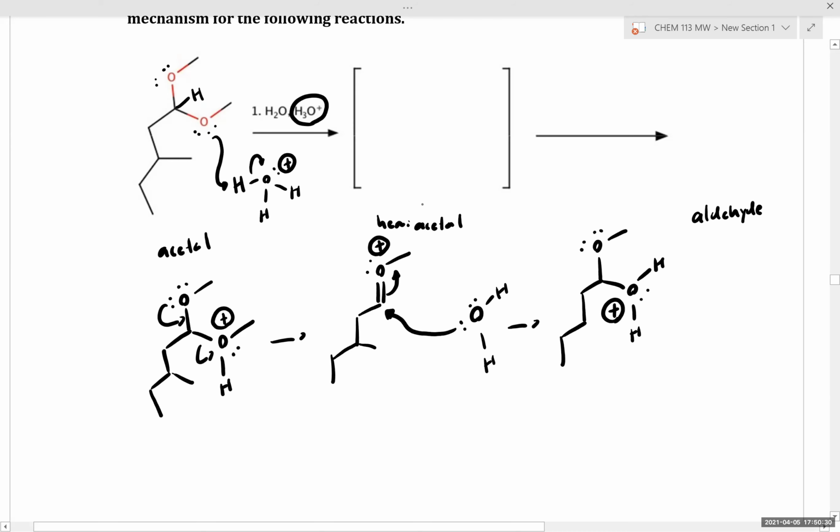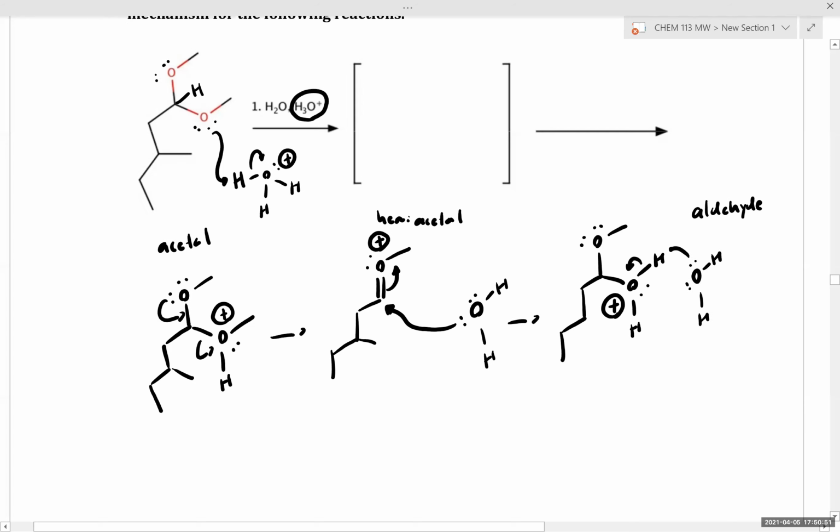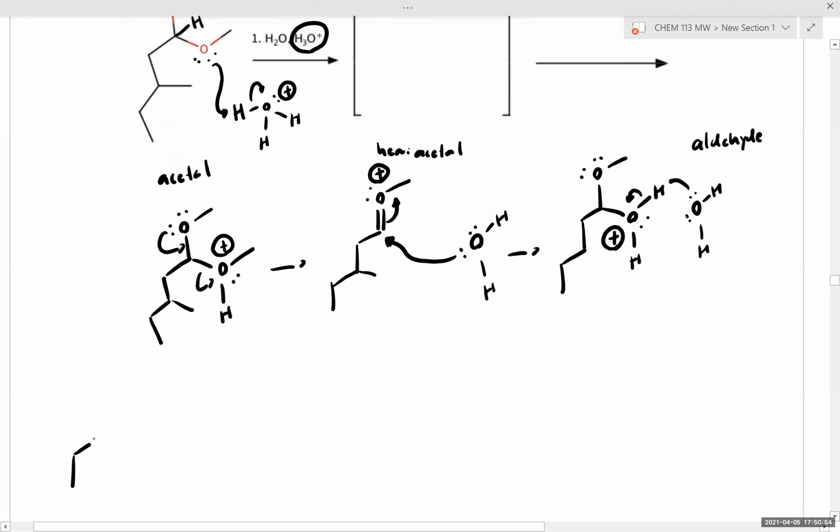So if we wanted to draw out a nice, clean hemiacetal structure, what do we have to do if we want an isolable neutral species? Yep, use water to remove the proton. Yep, this is just a nice, simple cleanup step where water pulls off a proton, and now we have a isolable, though not particularly stable, hemiacetal.